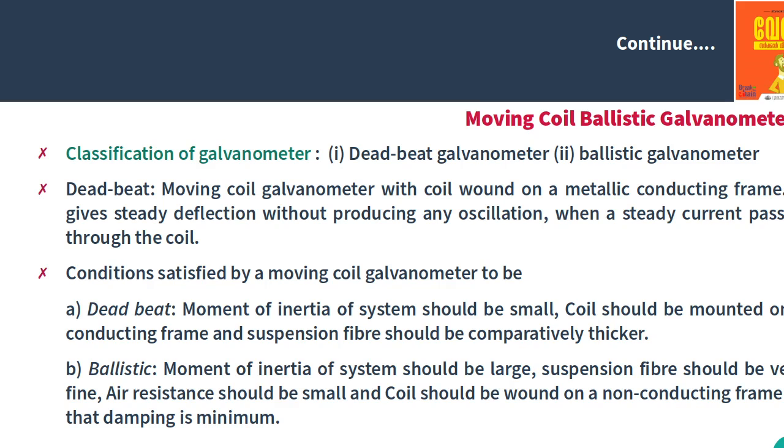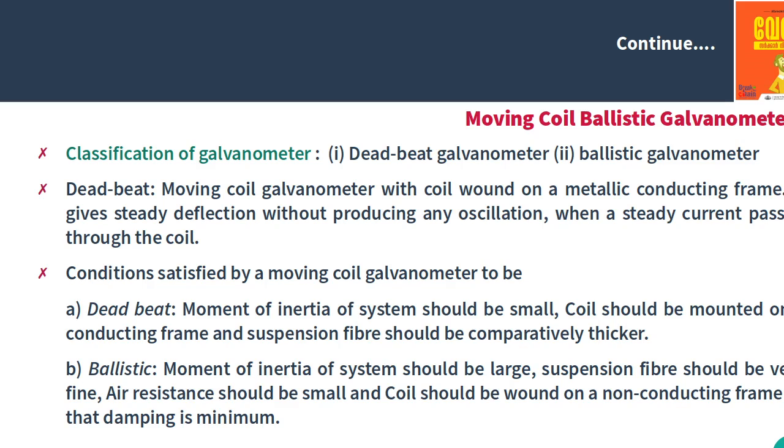What is deadbeat galvanometer? It is the moving coil galvanometer in which the coil is wound on a metallic conducting frame. In ballistic galvanometer, we are winding the coil on a non-metallic frame. But in deadbeat, the coil is wound on a metallic conducting frame. So it gives a steady deflection without producing any oscillation. And when a steady current is passed through the coil, it will produce a steady deflection.